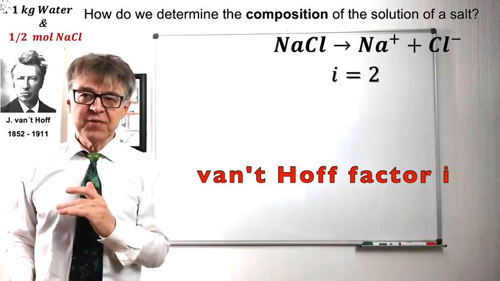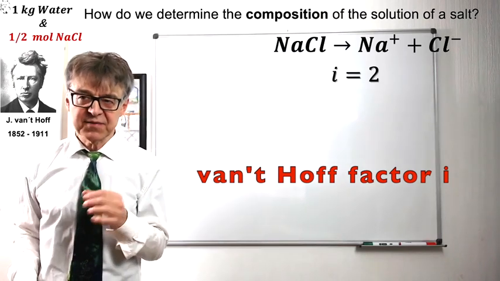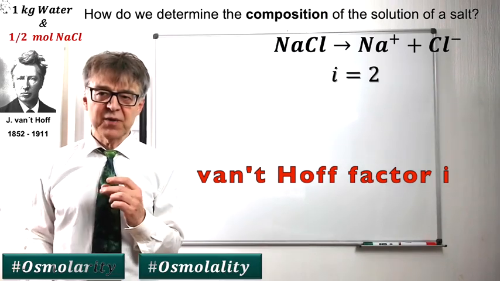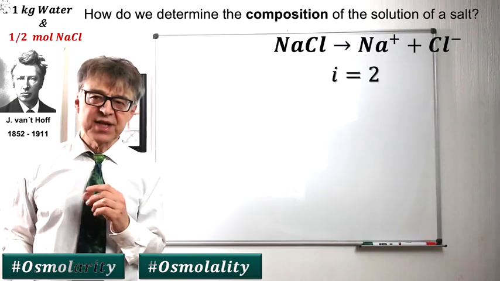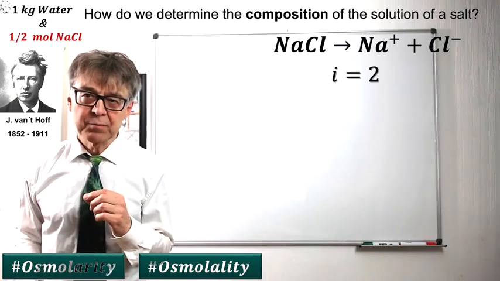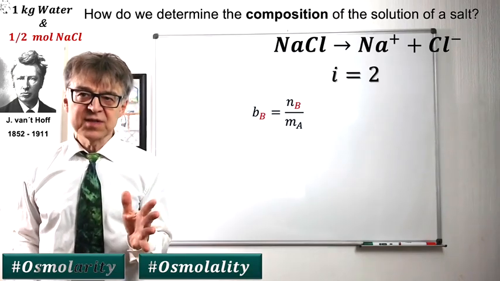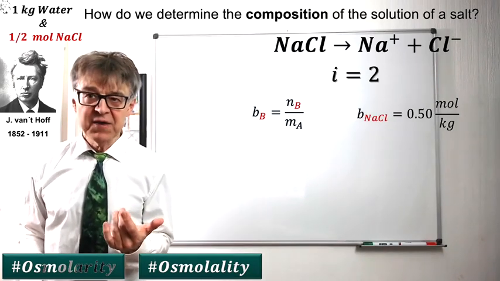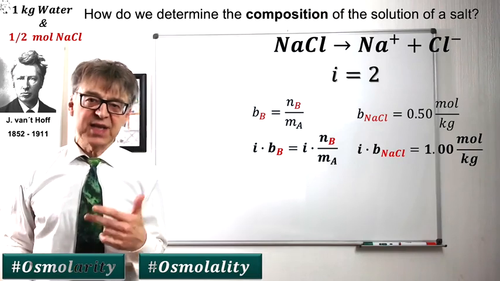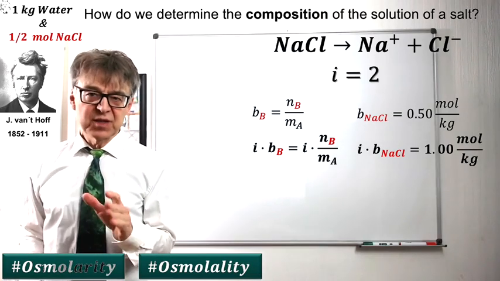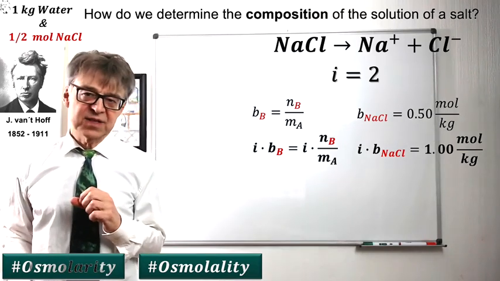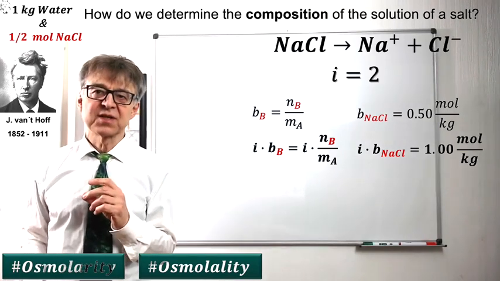In order to quantify the number of particles in the specification of concentration, the so-called osmolarity and osmolality were introduced. The table salt solution, the saline, has a molality of 0.5 but an osmolality of 1. The solution therefore contains as many dissolved particles as the sugar solution discussed above.